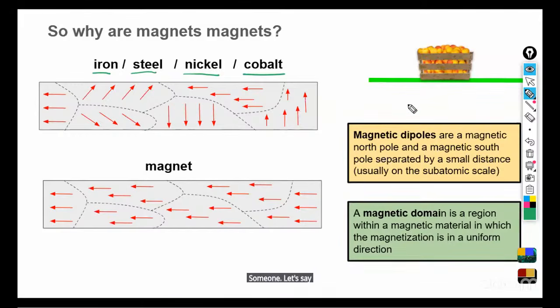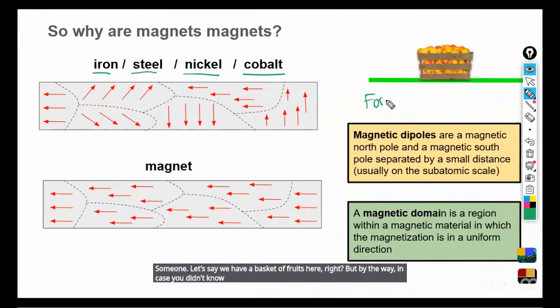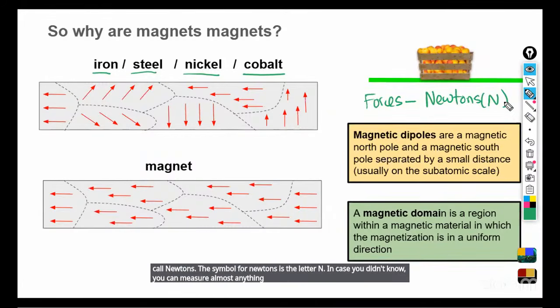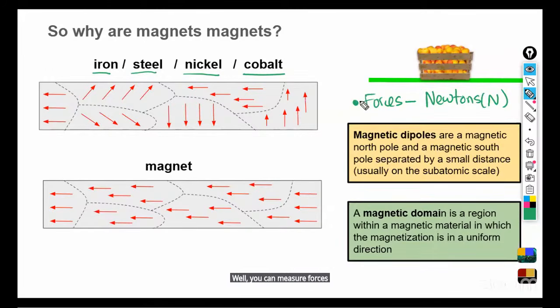Let's say we have a basket of fruits here. But by the way, in case you didn't know, forces are measured in something called newtons. The symbol for newtons is the letter N. In case you didn't know, you can measure almost anything in science. You can measure length in centimeters or time in seconds or temperature in degrees Celsius. Well, you can measure forces, or how strong someone is, in newtons.